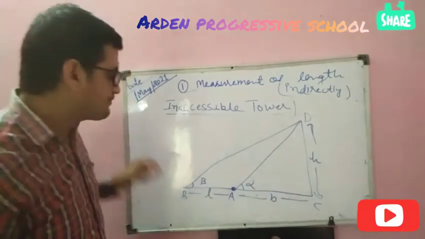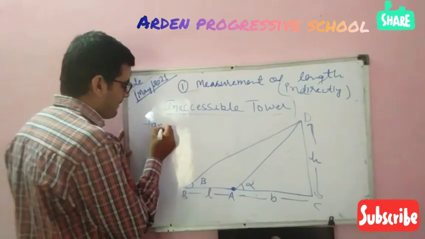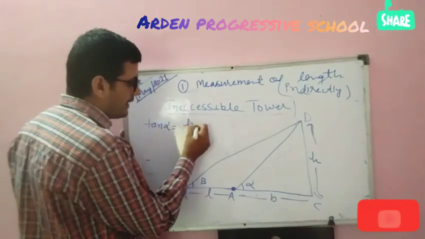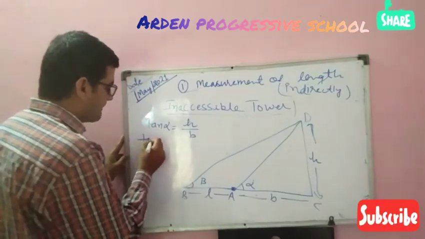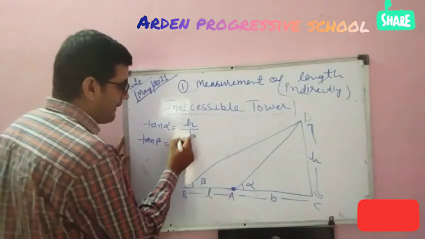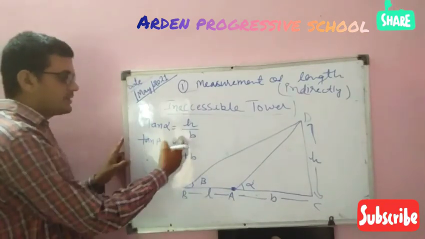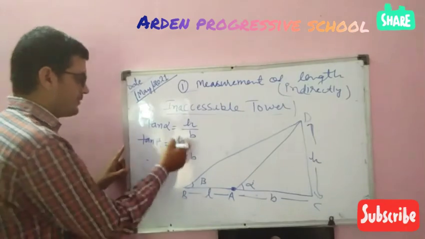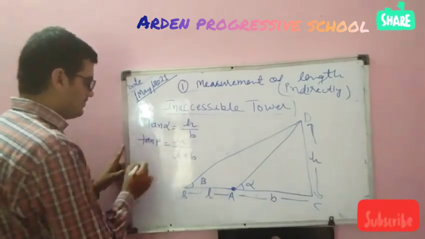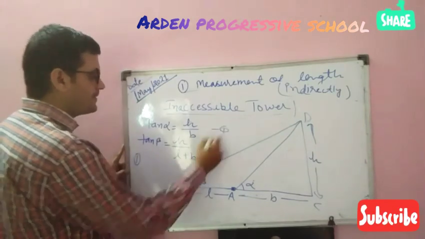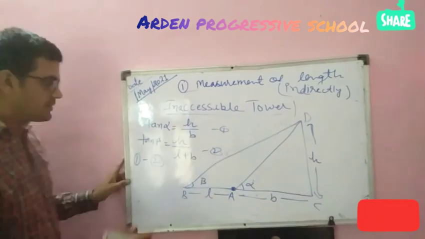So what will we do? First apply tan alpha here. Tan alpha equals h over b. Then apply tan beta: perpendicular over L plus b. We have to find this. This is equation 1, this is my equation 2. Now we subtract equation 2 from equation 1.